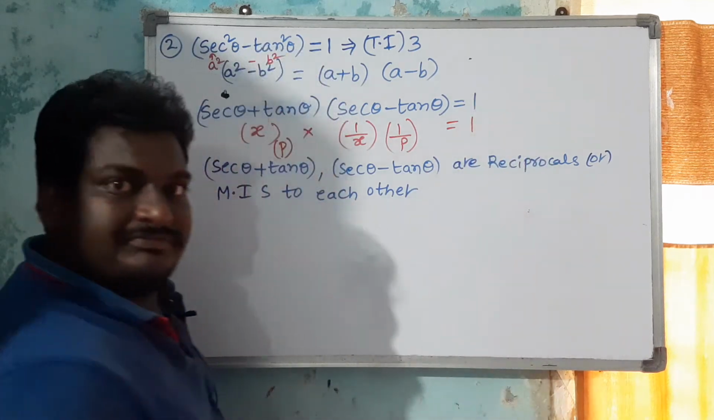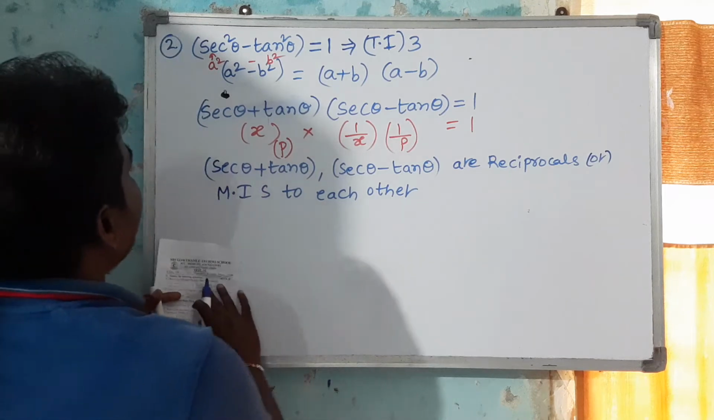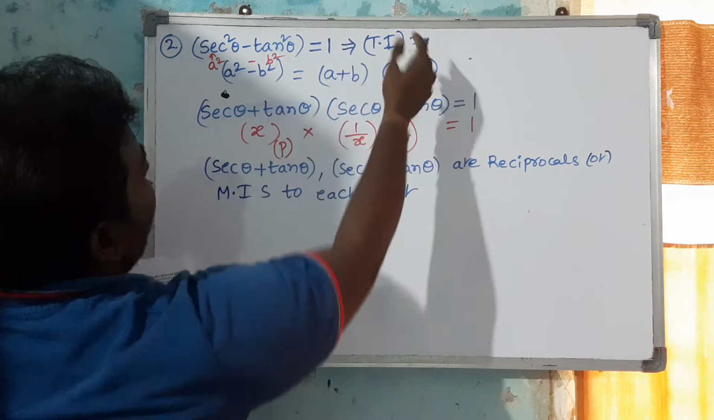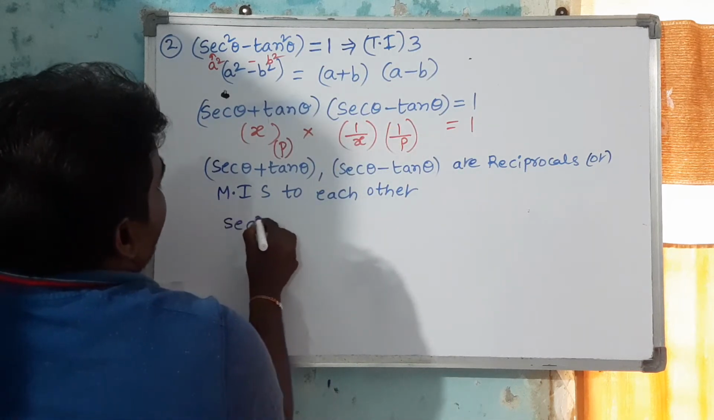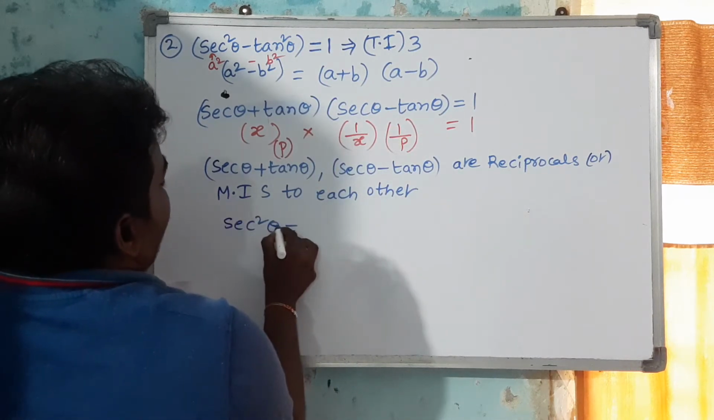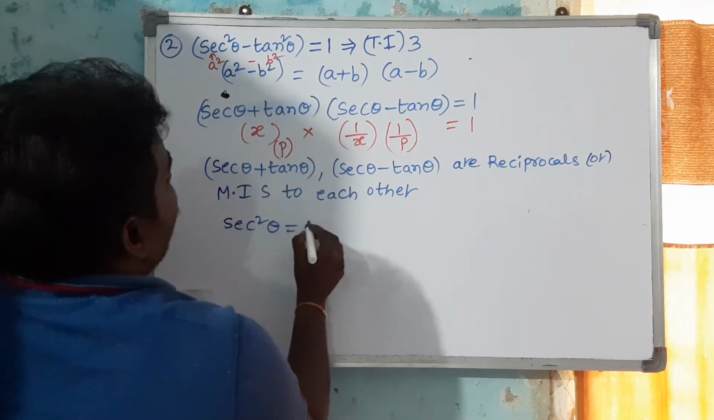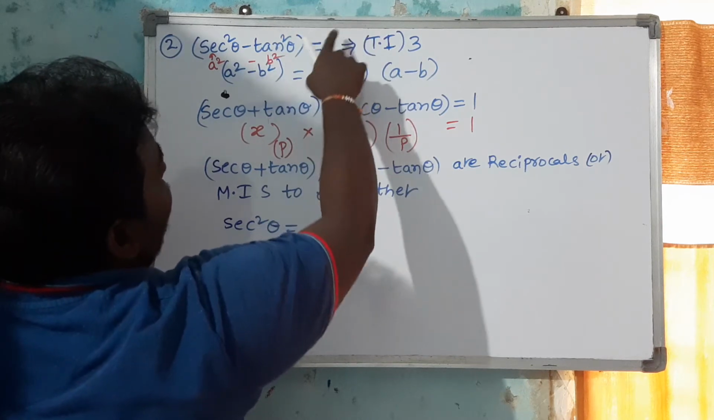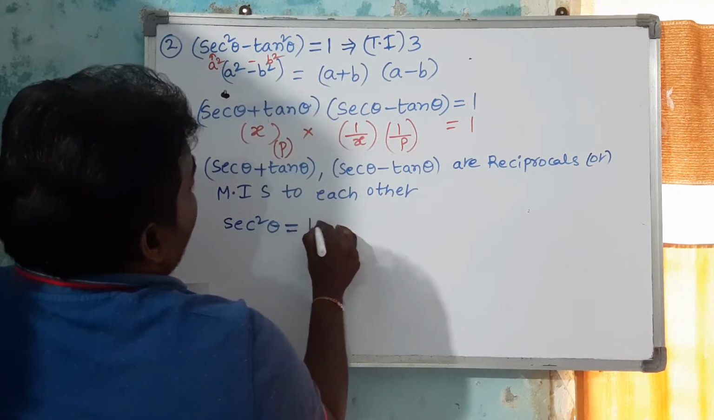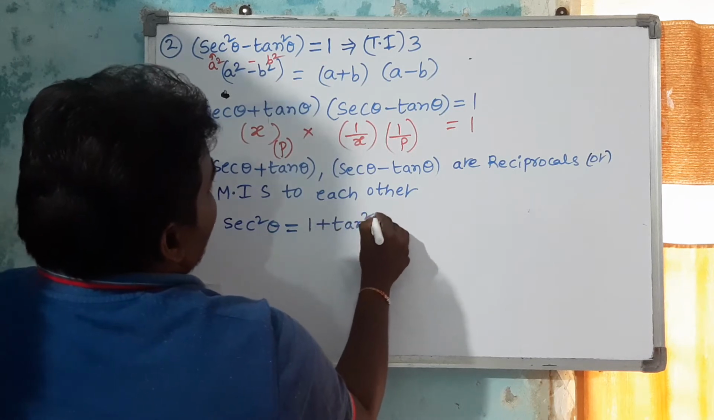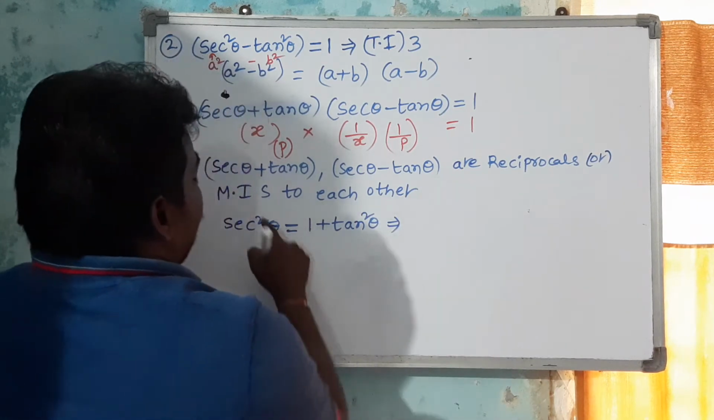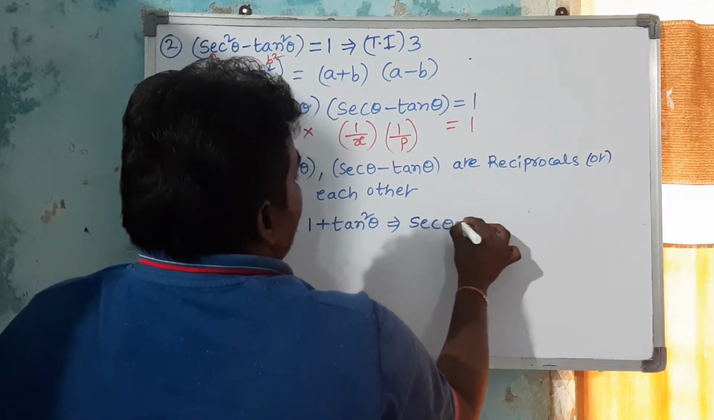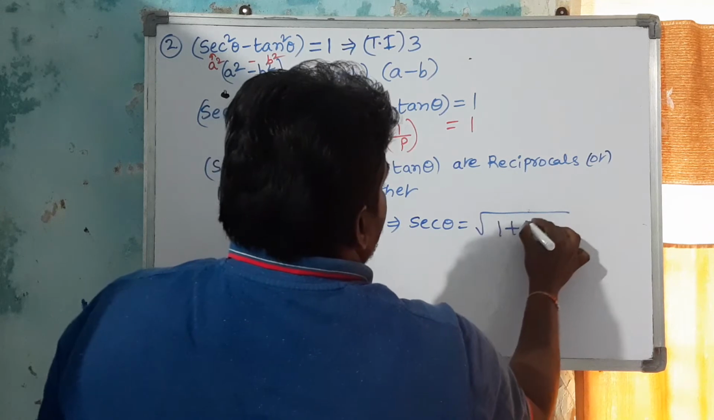Good students. Excellent. Next, if you move tan square theta that side, minus tan square theta becomes plus, so secant square theta is 1 plus tan square theta. If you move the square root that side, secant theta will be square root of 1 plus tan square theta.